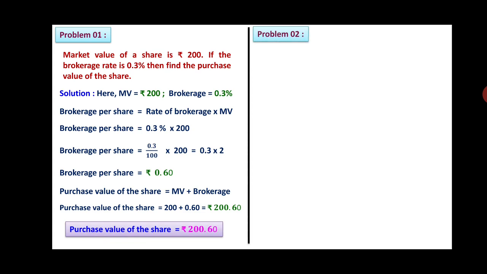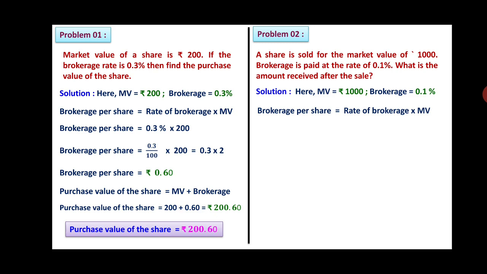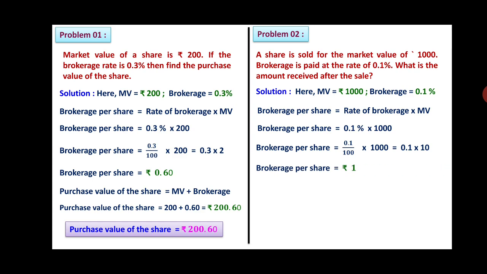Now let us consider problem number 2. A share is sold for the market value of rupees 1000. Brokerage is paid at the rate of 0.1%. What is the amount received after the sale? Here market value is rupees 1000, brokerage is 0.1%. So brokerage per share is equal to rate of brokerage into market value, 0.1% into 1000, that is 0.1 upon 100 into 1000, so 0.1 into 10. That leads to brokerage of rupees 1.